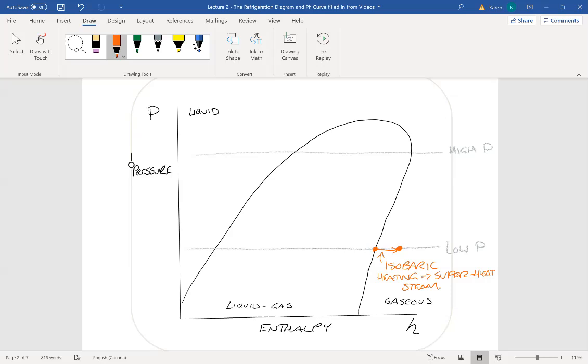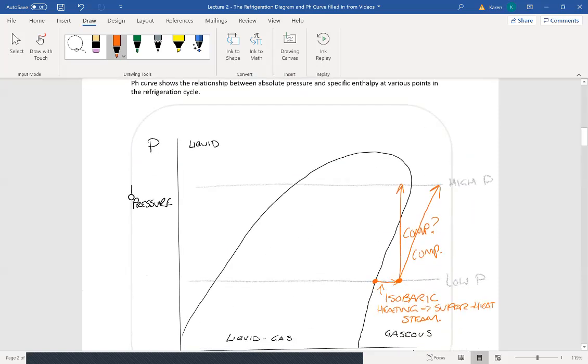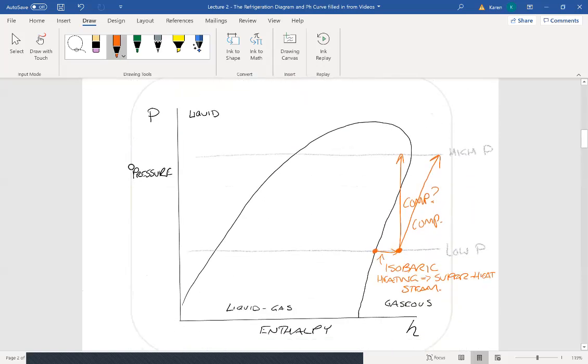And then we take this through a compressor. So do we want to go like this and say compressor? Or do we want to go like this and say compressor? Let's look at the difference between these two lines. If we say it goes straight up, then that's ideal. We can say that, oh, we compressed, pressure went up, nothing else happened. But that's not actually what happens.